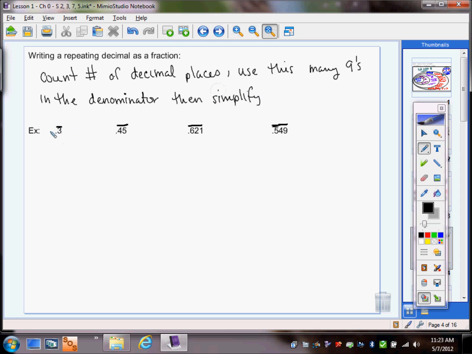Okay, so I have a repeating 3. That's 1 repeating 3. So I'm going to put that 3 over 1 9. And then I'm going to reduce that to 1/3. 45, I have 2 repeating decimals, so I'm going to put that over 2 9s. These will both divide by 9, so I get 5 over 11.